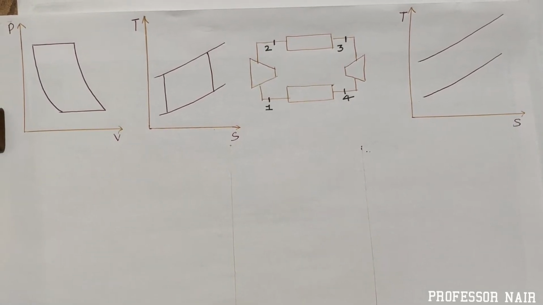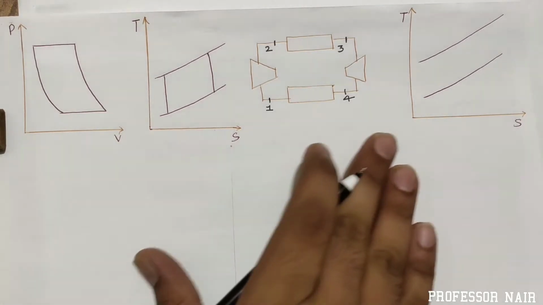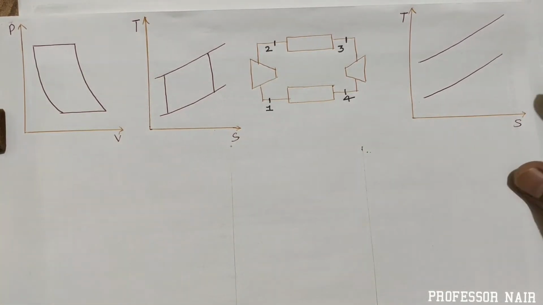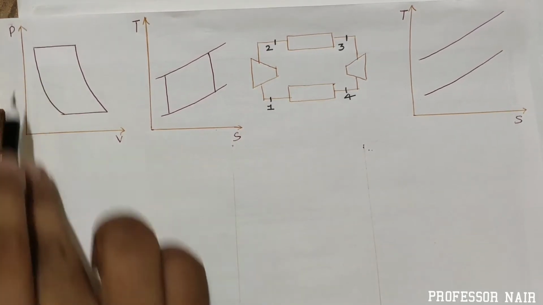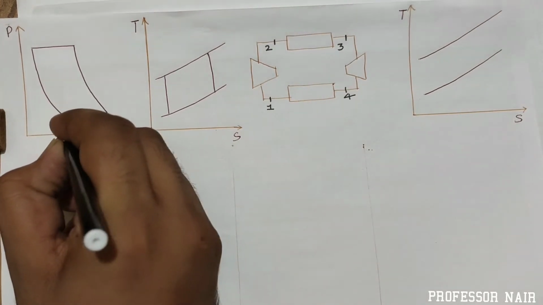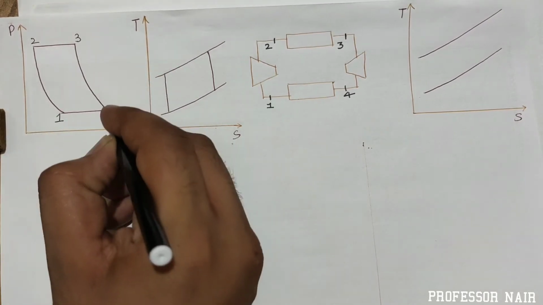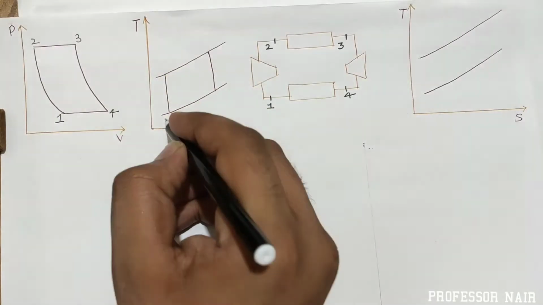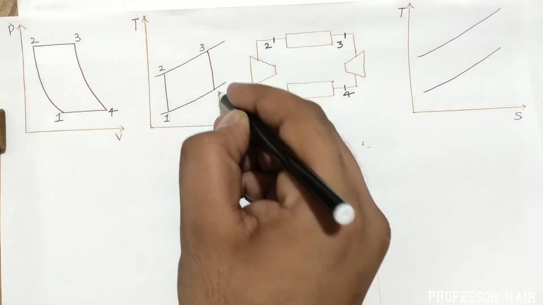Welcome students. In this video we will see some important equations related to the Brayton cycle and the actual gas turbine cycle. Okay, so let's get started with the Brayton cycle. Your P-V and T-S diagrams have been given. This is point 1, 2, 3, 4. Similarly here 1, 2, 3 and 4.